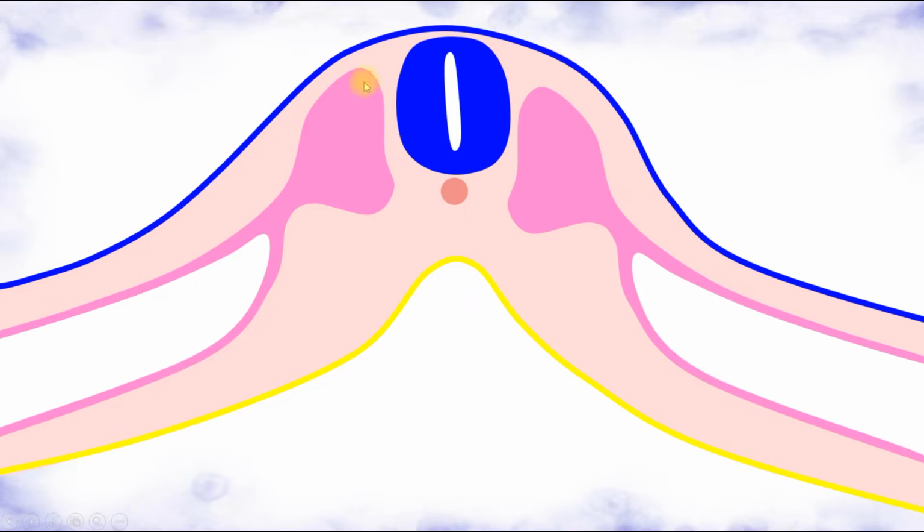It includes paraxial mesoderm or medial mesoderm, intermediate mesoderm, and lateral mesoderm. Paraxial mesoderm is called somites. Intermediate is nephrotomes, and lateral mesoderm is splanchnotomes. And also there is undifferentiated mesoderm or embryonic connective tissue, which is called mesenchyme. It fills the spaces between all those structures.